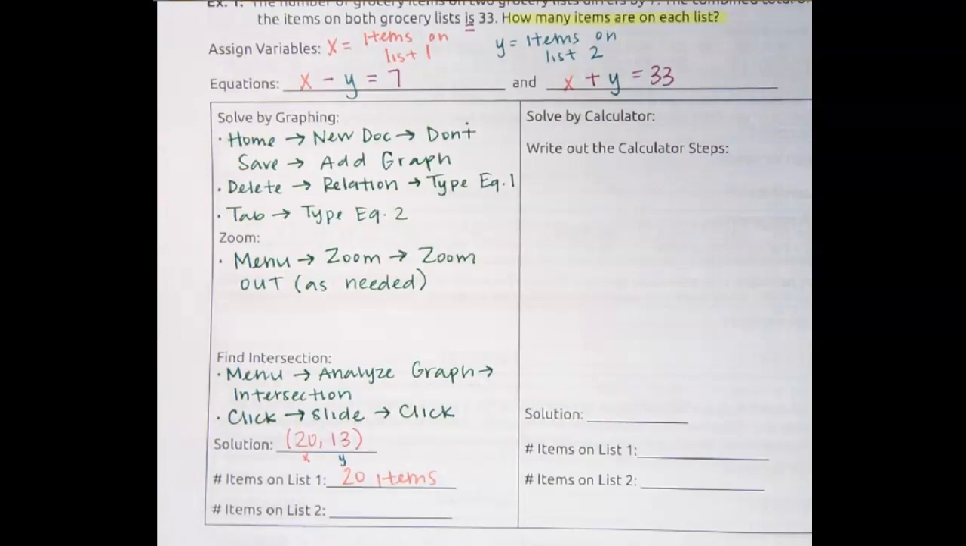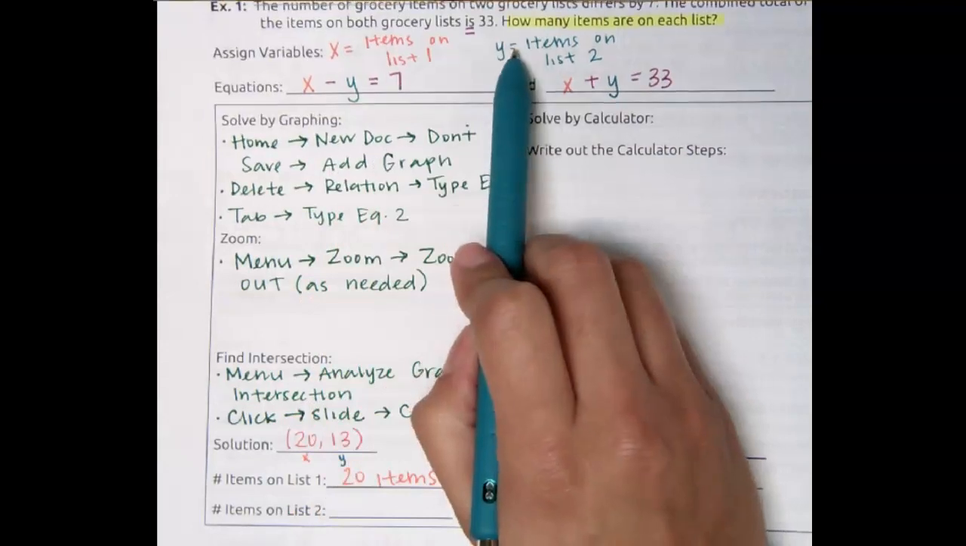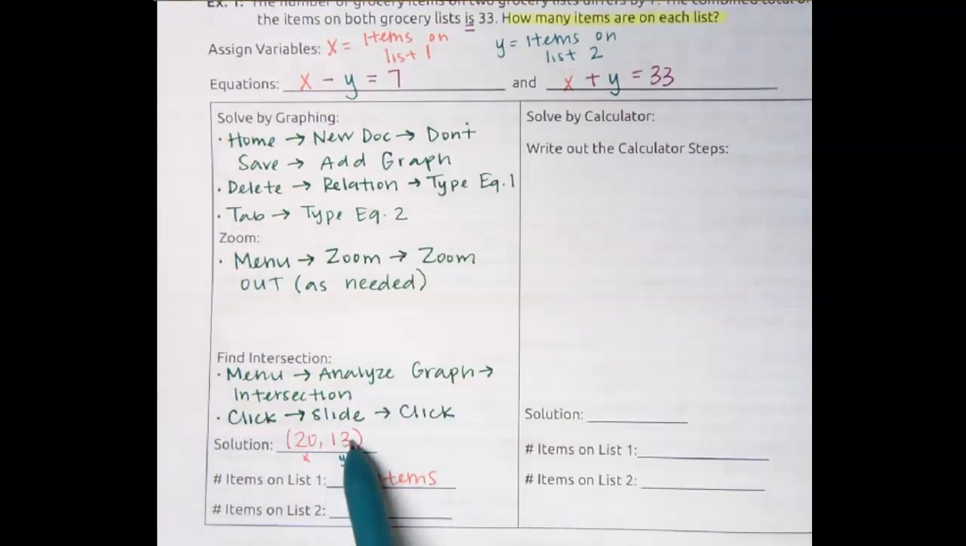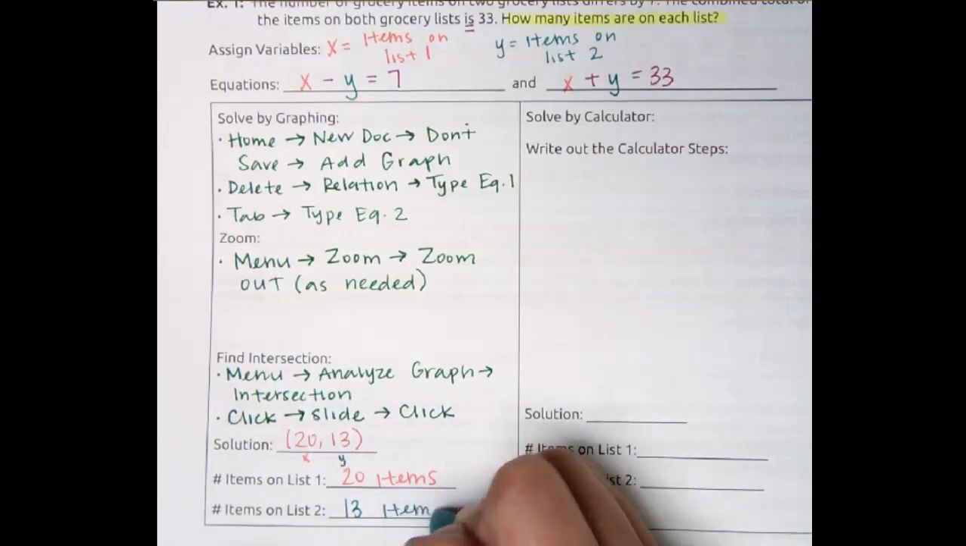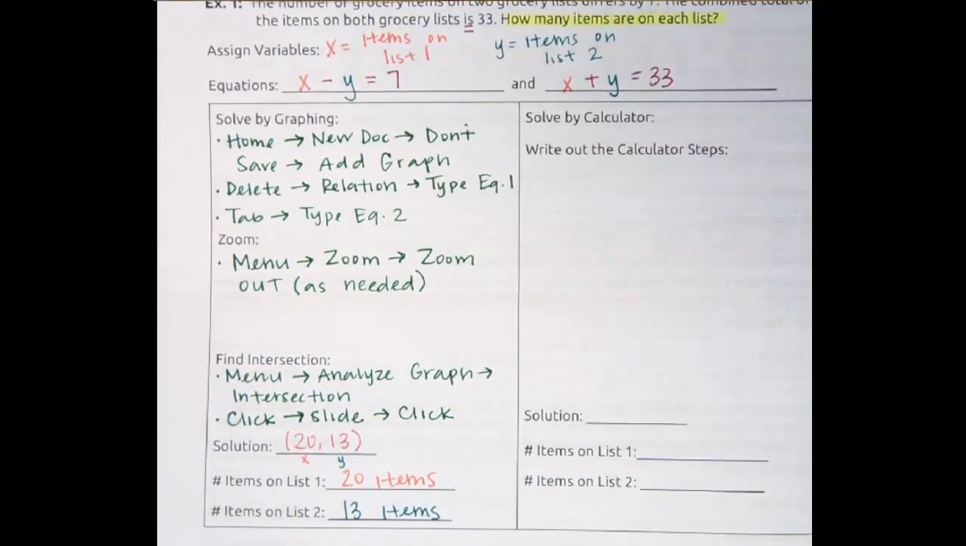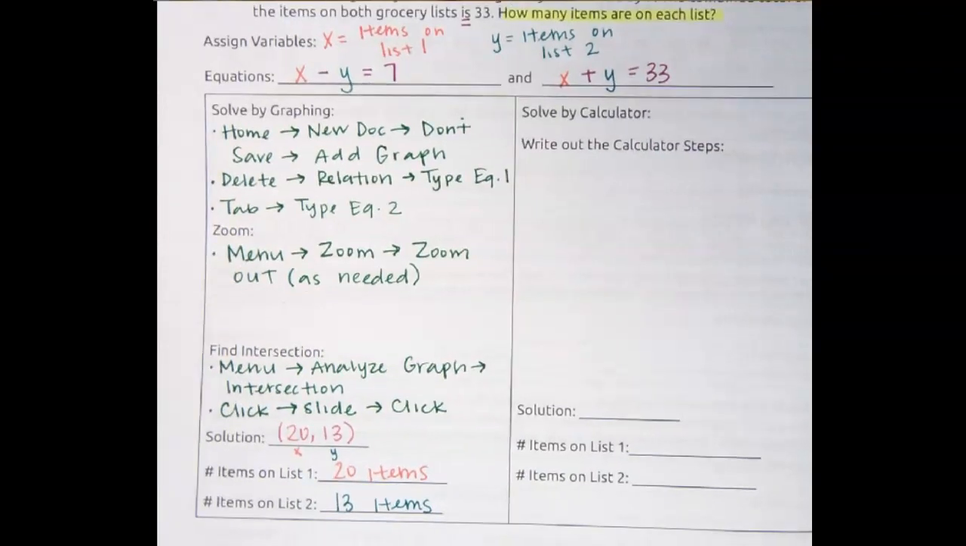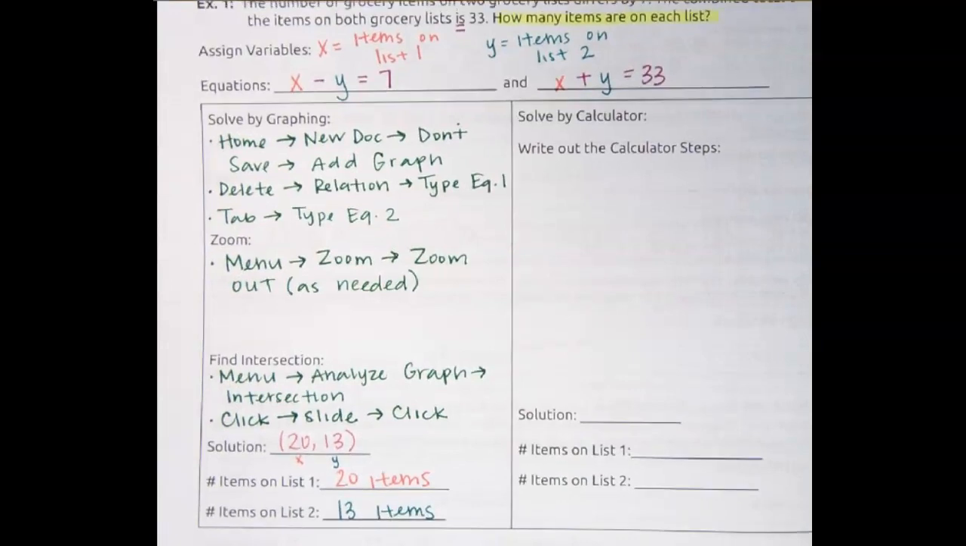How many items are on list two? Well, list two is represented by variable Y. And in the Y place, there's a 13. So that means there are 13 items on list two. Okay, that's one way of using the calculator. I'm going to show you a second way, which is a little bit faster.